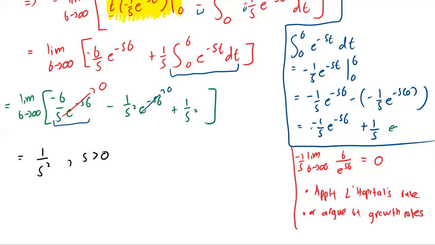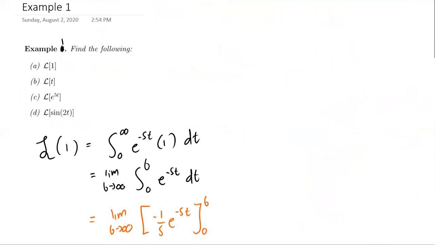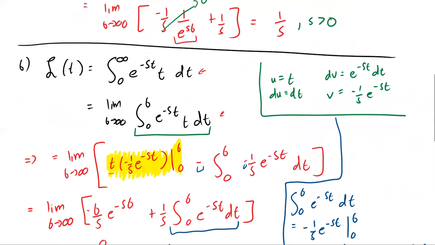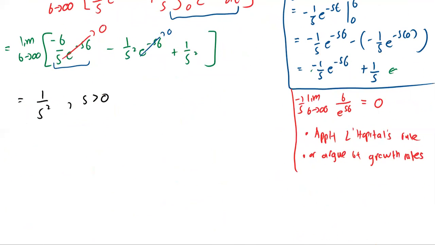Right? So again, here you can see that we start with a function of t. I started with t as a function of t, and we ended up with a function of s. And we, in fact, know what the domain of this function is because we have this restriction. We're saying, okay, s has to be greater than 0 for this Laplace transform to exist. Okay. So we get this function 1 over s squared with domain s greater than 0.